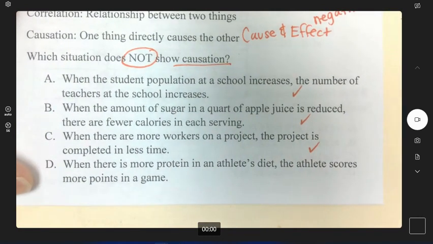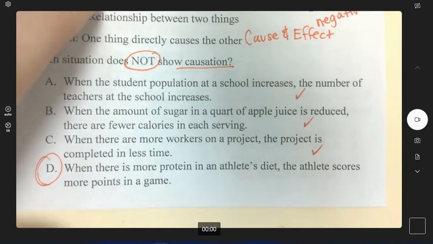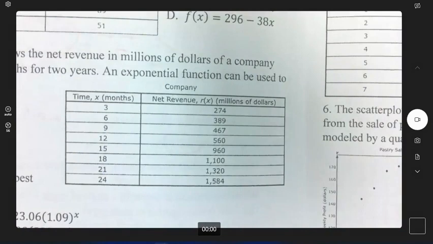Last one, when there's more protein in an athlete's diet, the athlete scores more points in a game? No. They may really just stink at shooting basketball hoops, but just getting more protein is not going to help them. Okay, so let's go ahead and go to the inside of this.